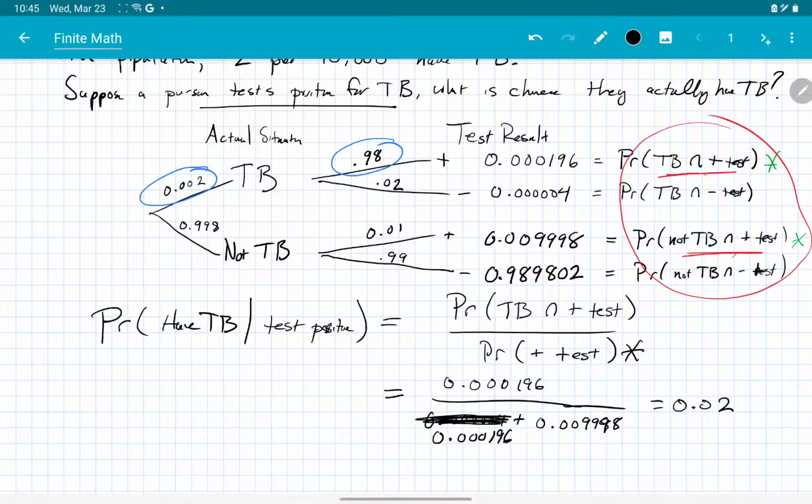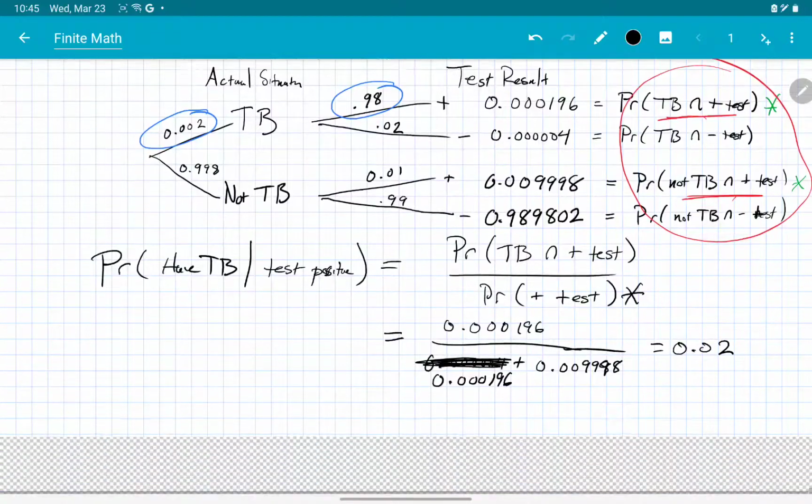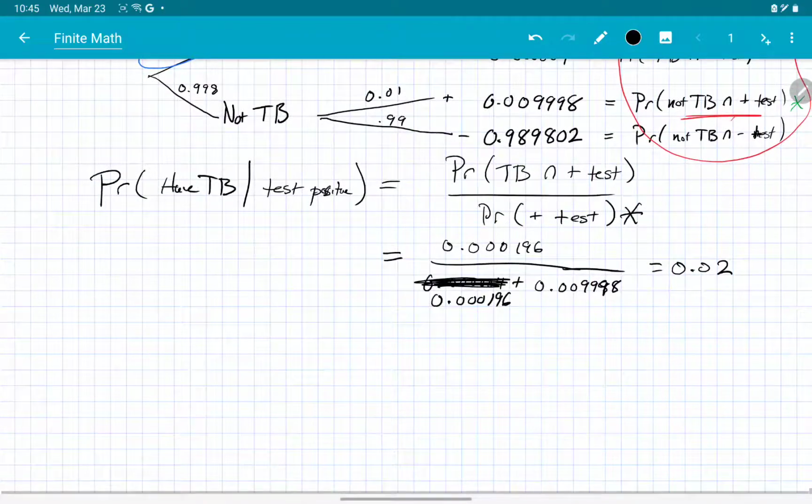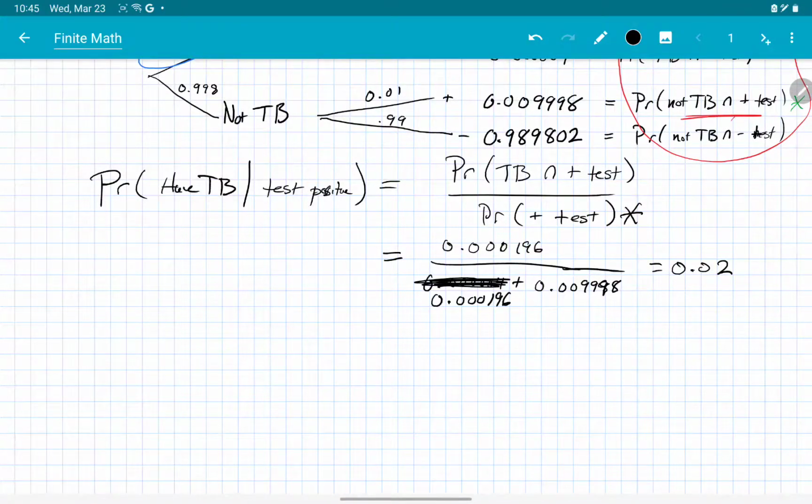Other questions about this example? Okay, there's some special words that go associated with this. I'm not going to ask you to know these words on an exam, okay? But you might need to have these words when you're doing the homework problem. Okay, so let me write these definitions.